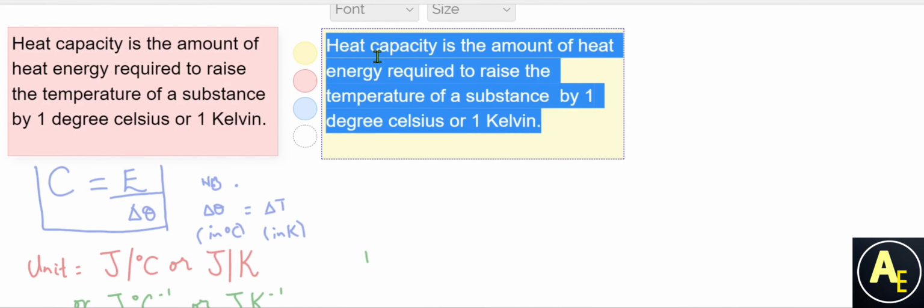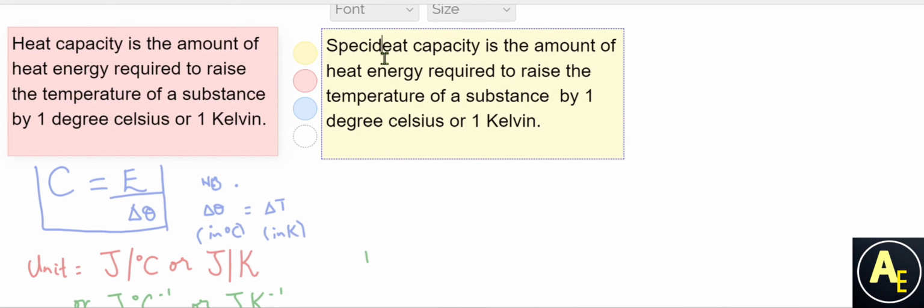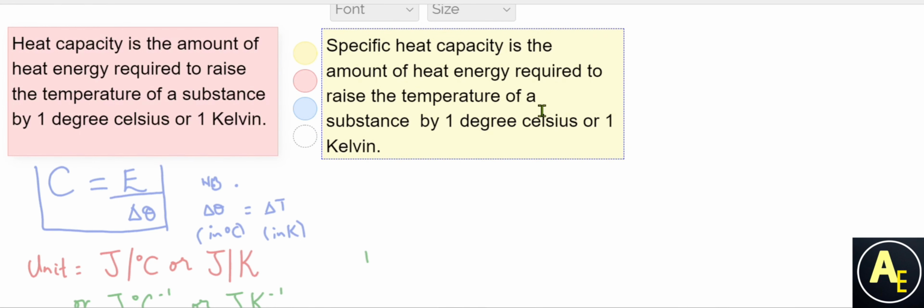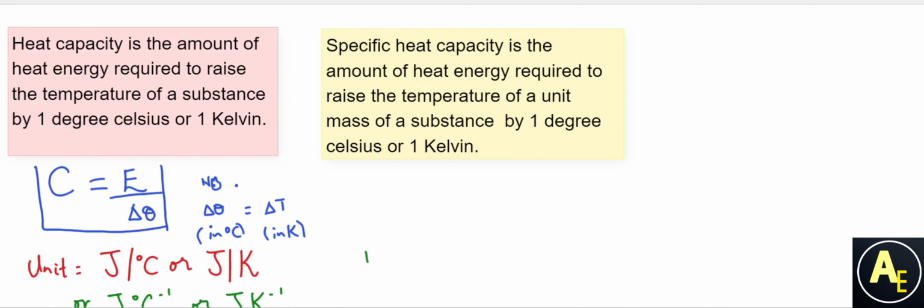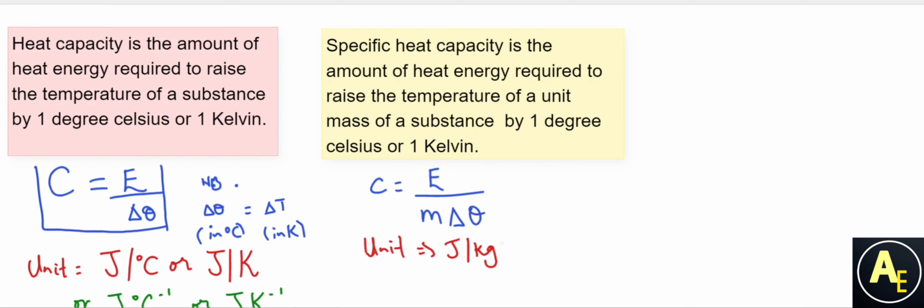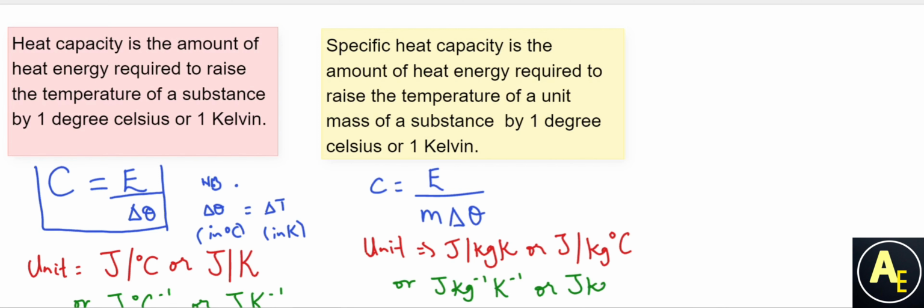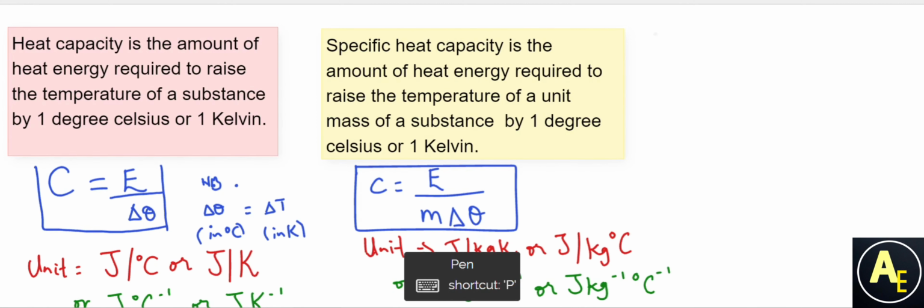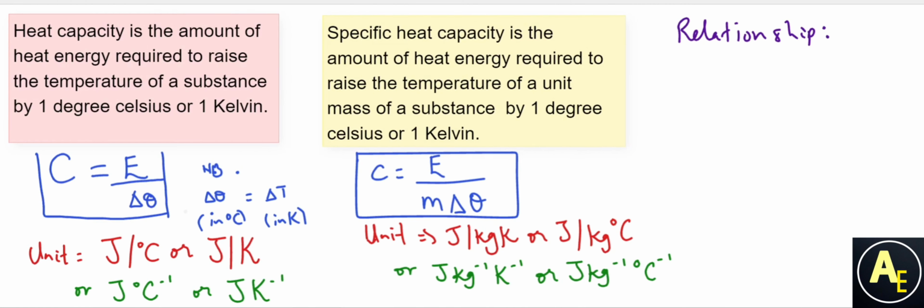Specific heat capacity, on the other hand, involves a specific mass, known as a unit mass, or a mass of 1 kilogram. So the definition for specific heat capacity is the amount of heat energy required to raise the temperature of a unit mass, or 1 kilogram, of a substance by 1 degree Celsius or 1 Kelvin. As a result, a formula is given as small c equals E over mass m times change in temperature, where the unit is given as joules per kilogram Kelvin or joules per kilogram degrees Celsius.